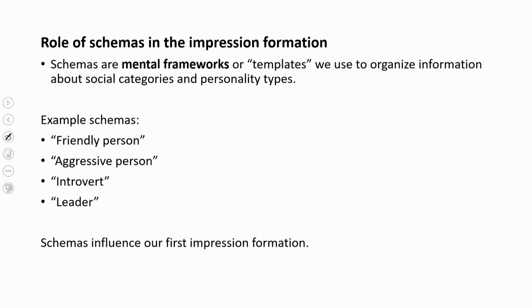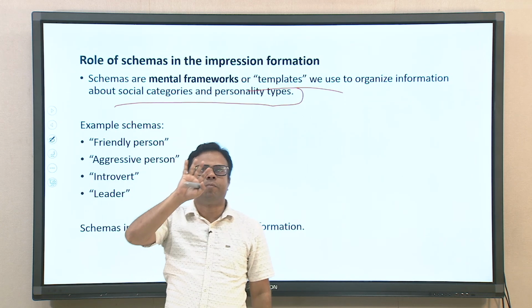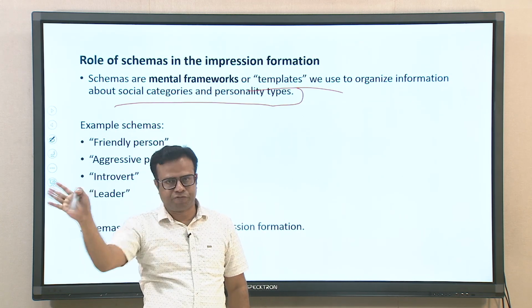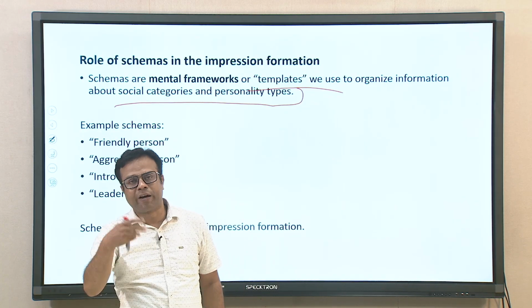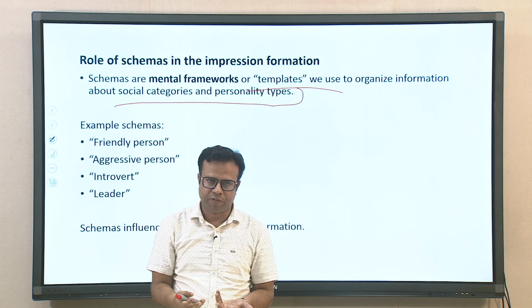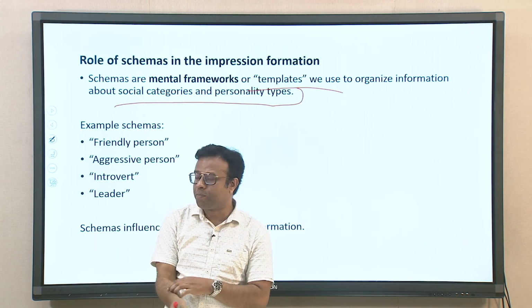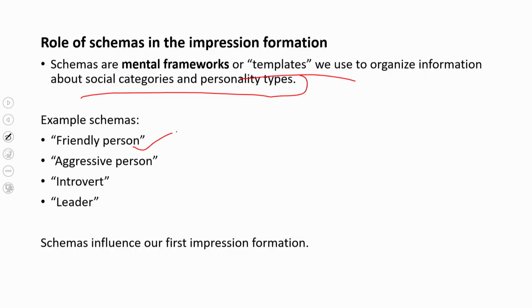Now, when we form impressions, there is another important concept that also influences impression formation, that is called schemas. Schemas are mental frameworks, or templates, we use to organize information about social categories and personality types. So, we all have certain mental frameworks for every kind of situation or individual, and accordingly we behave. We can have examples of schemas of a person, like somebody is a friendly person.